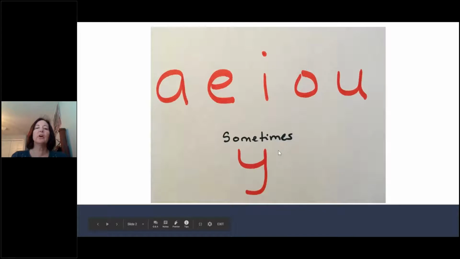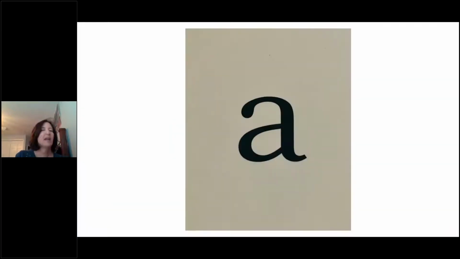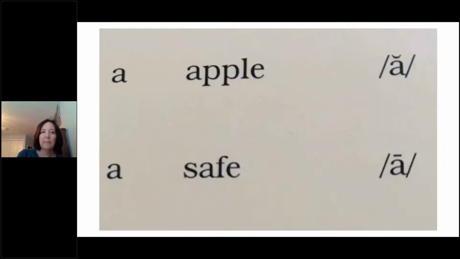And the vowels are A, E, I, O, U, and sometimes Y is used as a vowel sound. Each one of those vowels is going to make a short sound, and it also has a long sound. These are some of the Wilson materials I was talking about. There are some sound cards, and we hold up the letter A. The teacher holds up the letter A, and then the student would respond by saying A, apple, A, safe, A.